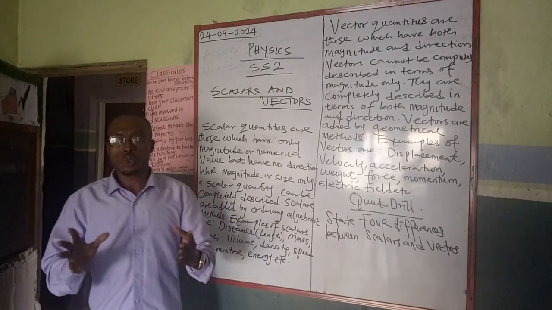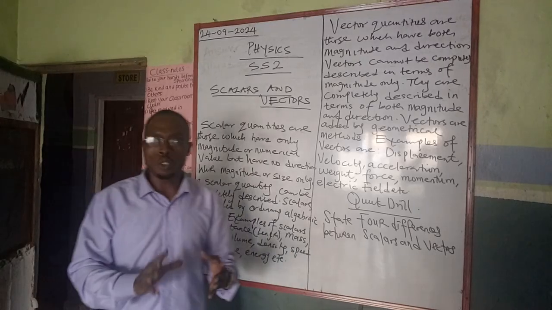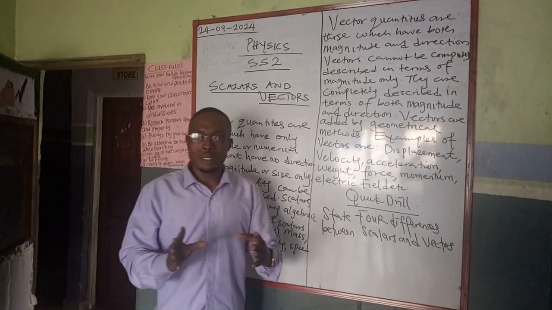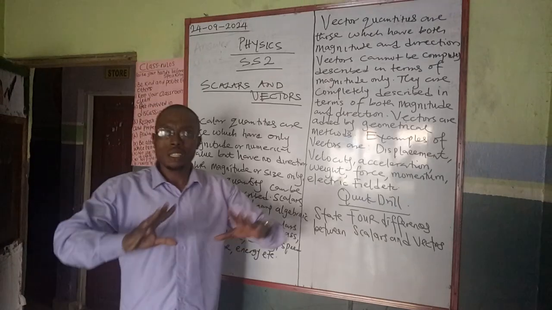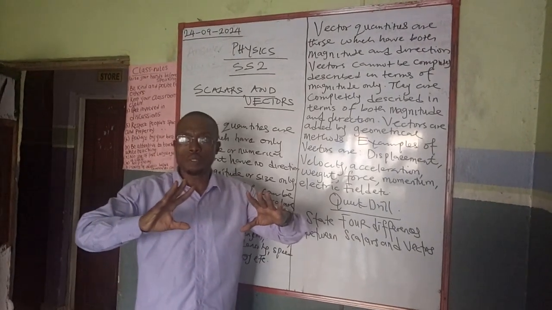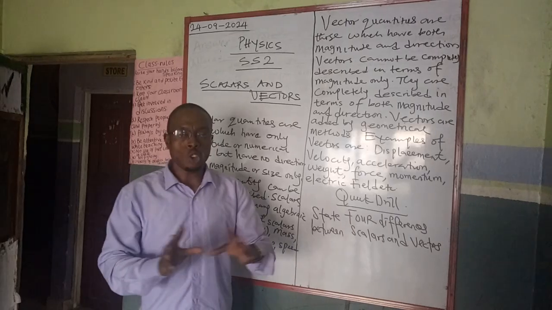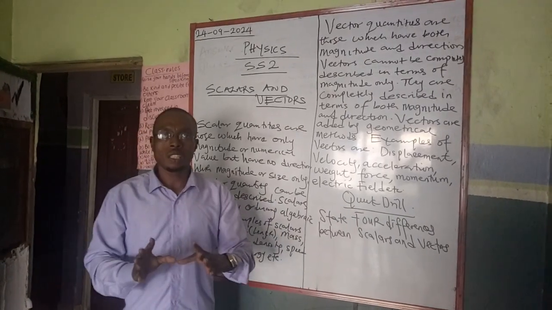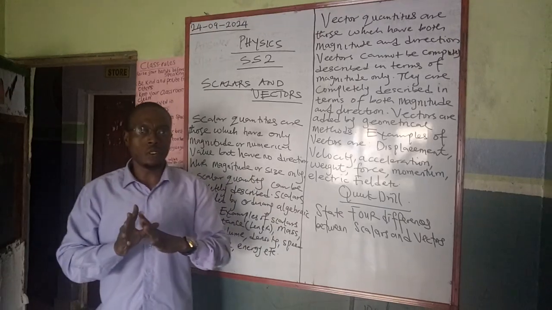Just like in your SS2, we're looking at physical quantities like force, volume, fundamental quantities, derived quantities, but now we are classifying quantities in terms of magnitude and direction. So scalar comes in. Scalar quantities are quantities that have only magnitude but no direction.